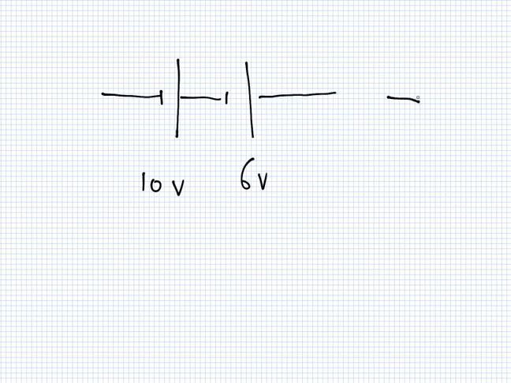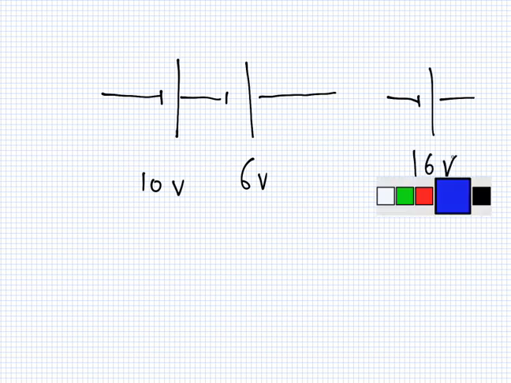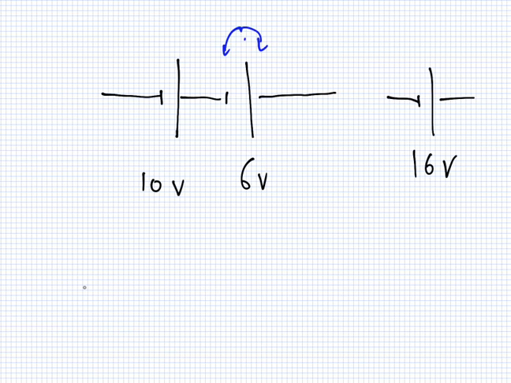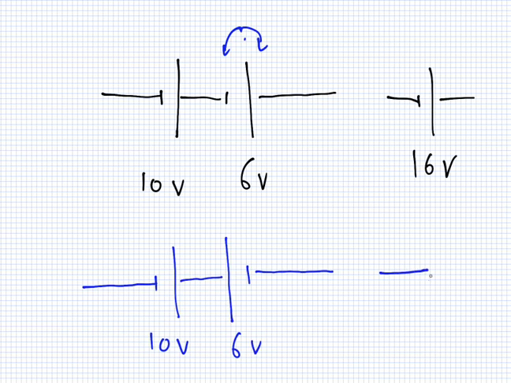It's interesting, by the way, if you have this battery, 10 volts, and this battery, 6 volts, then that's the same as one big battery, 16 volts. If you turn this around, so now it's like this, 10 volts, 6 volts. What number do you think? 4. Yeah. When the batteries are like this, they work together to make a bigger battery. When they're like this, they work against each other to make a smaller battery.